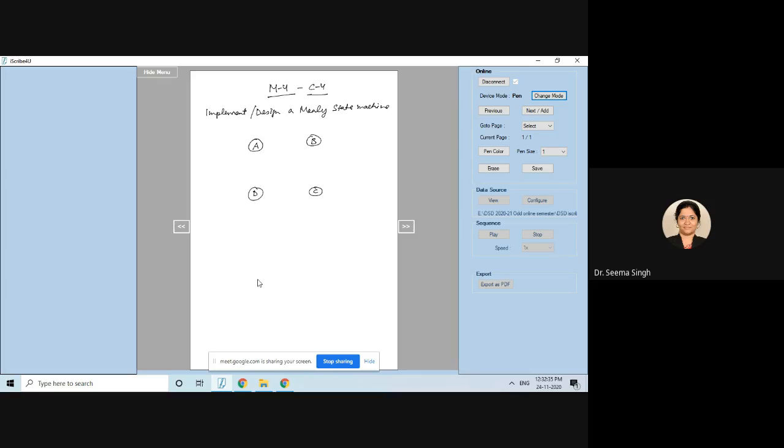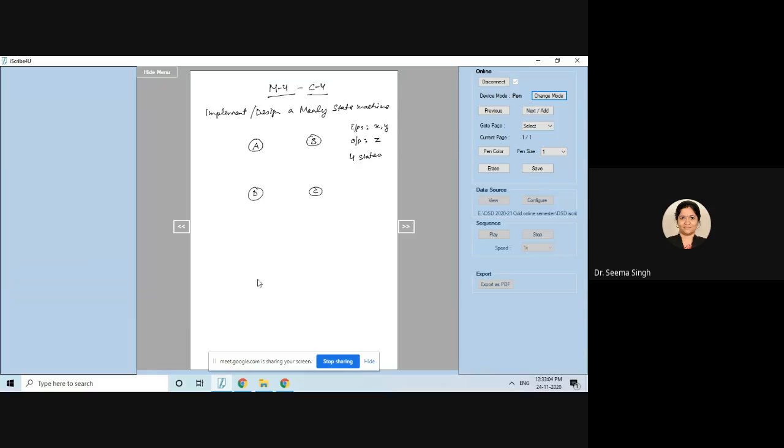Now what I am trying to say is I have 2 inputs, which I will call X and Y. I have 1 output, which I will call Z. I have 4 states, which are A, B, C, D. Yesterday I had given you the nomenclature. Now you will see how I am trying to show things here.